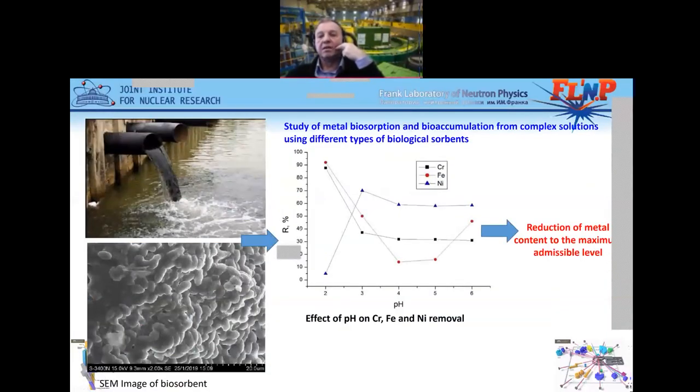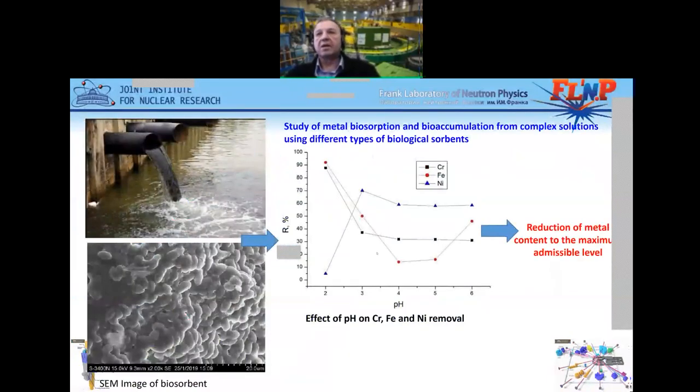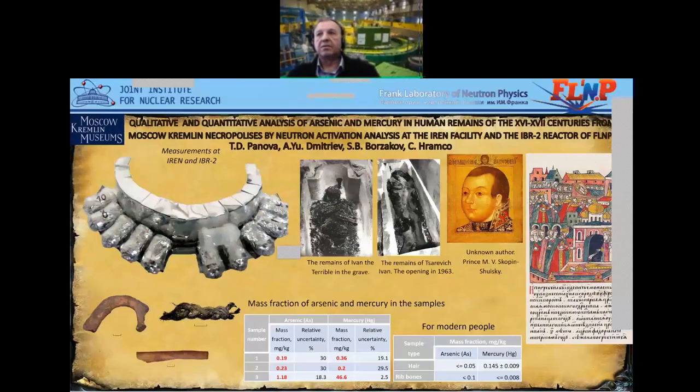We have been participating in the European moss surveys since 1995. Every 5 years, we contribute to the Atlas of heavy metal depositions, which results from these moss surveys. And these research directions are under continuation. Also, neutron activation analysis helps us understand ways of purifying industrial waste arising from heavy industry, by using different biotechniques with different microbes and algae to purify this industrial wastewater.